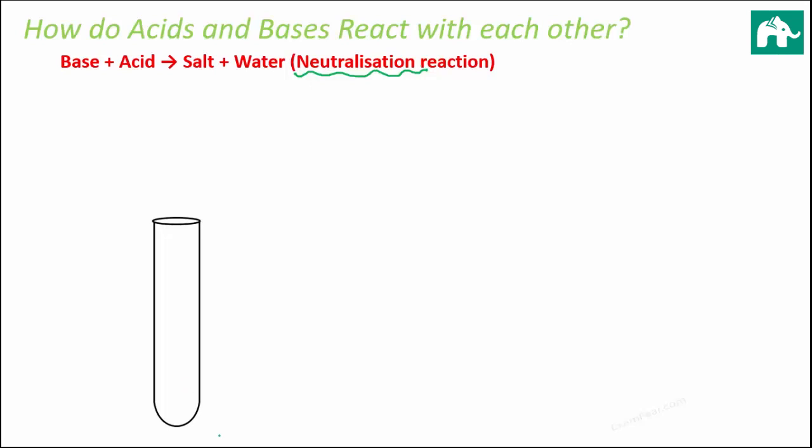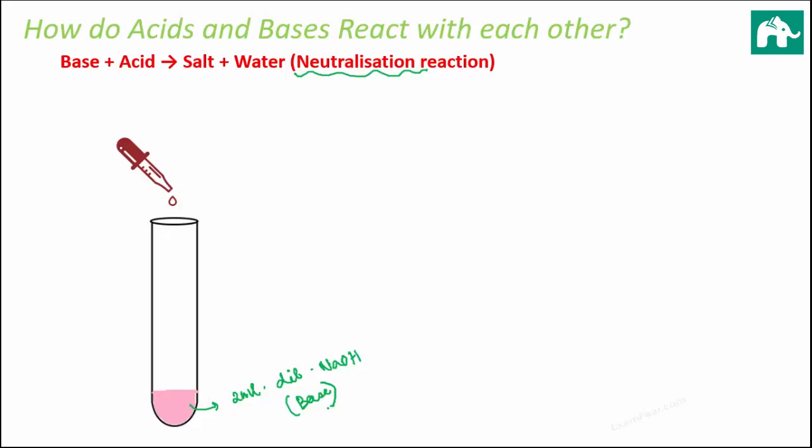Let's suppose you have a test tube and you have put approximately 2 milliliters of dilute sodium hydroxide, right? We know that this is a base, but in order to prove it, we can use an indicator. The indicator that we have used here is phenolphthalein. Initially we add 2 drops of phenolphthalein. As we do that, we see that the color changed from colorless to pink.